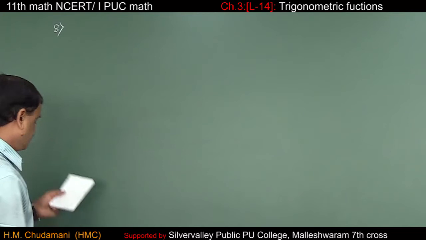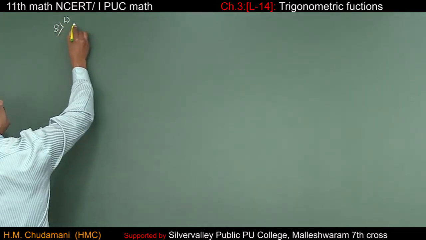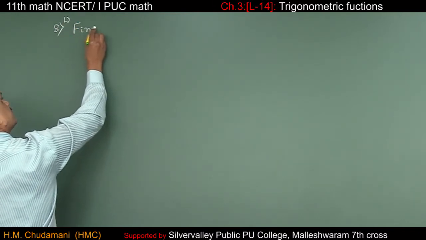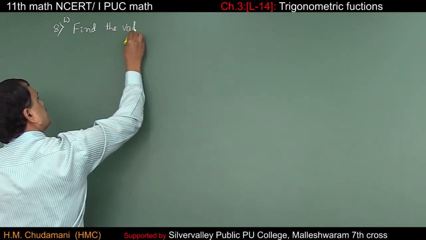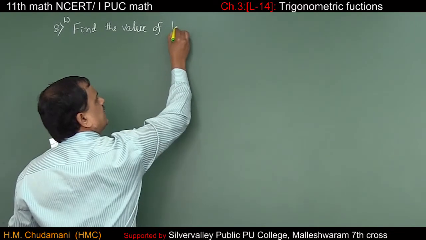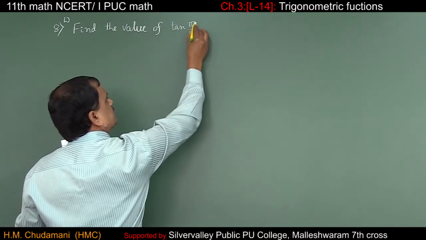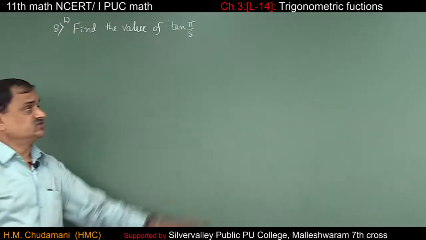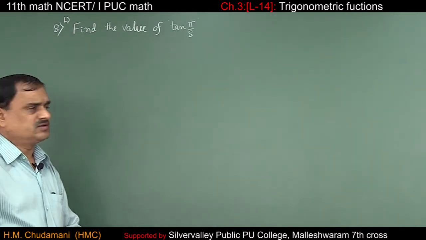Next, 8th one, worked example. Find the value of tan pi by 8. It's a very good question. Of course, you are supposed to remember the value. So in MCQs, the value is asked directly.